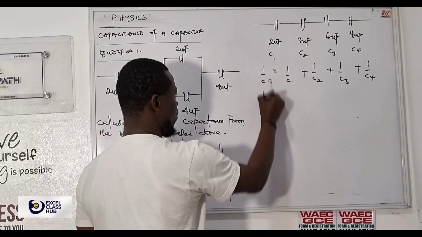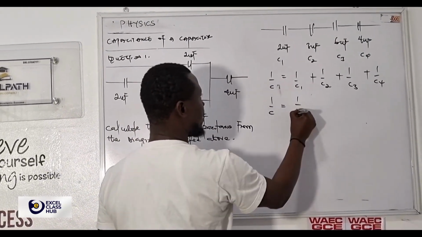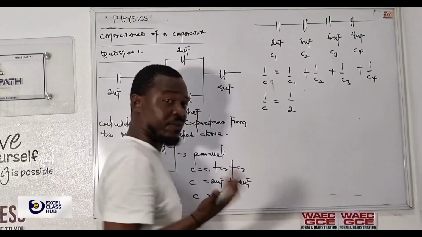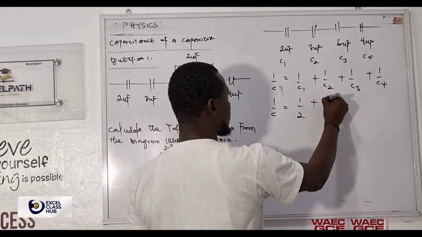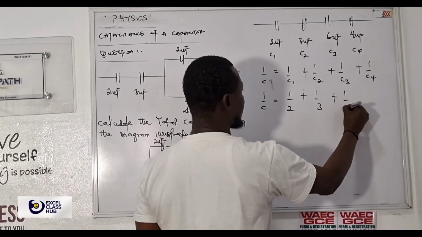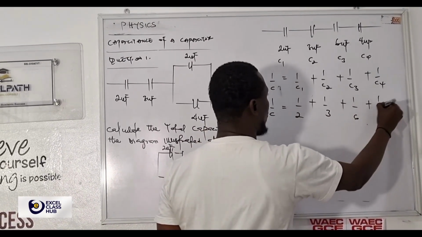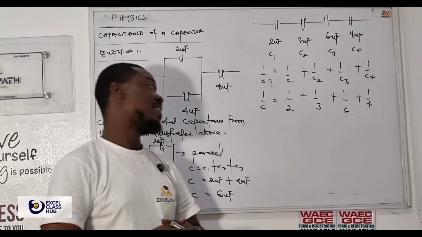So for me, I can have 1 over C equals 1 over, what is my C1 there? 2. No need of you putting this microfarad, because that is the SI unit. Plus the second will be 1 over 3, while the next one will be 1 over 6. And the last one will be 1 over 4. So now you get into this place.